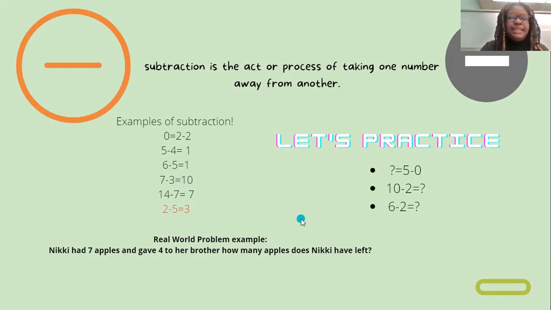A real world example or problem is your friend Nikki had 7 apples and gave 4 to her brother. How many apples does Nikki have left? So Nikki started off with 7 apples. She gave her brother 4. 1, 2, 3, 4. And now she has 1, 2, 3 apples left because she started off with 7 and then she gave her brother 4, which makes it 3 apples.